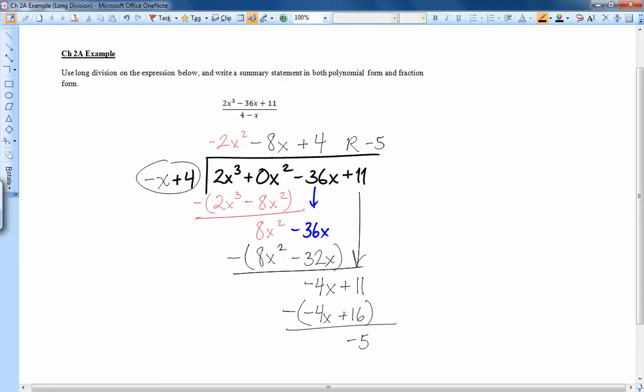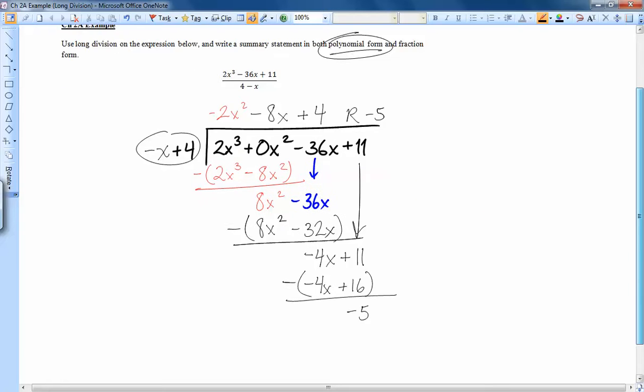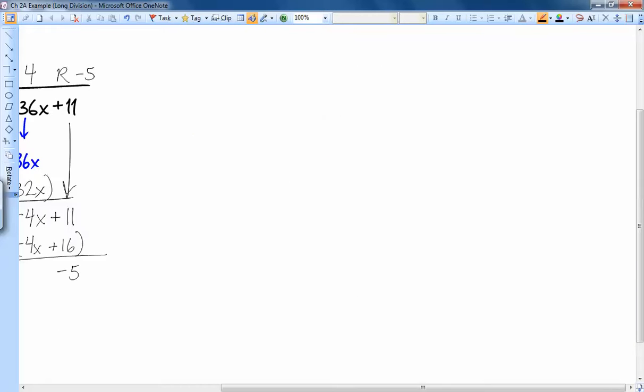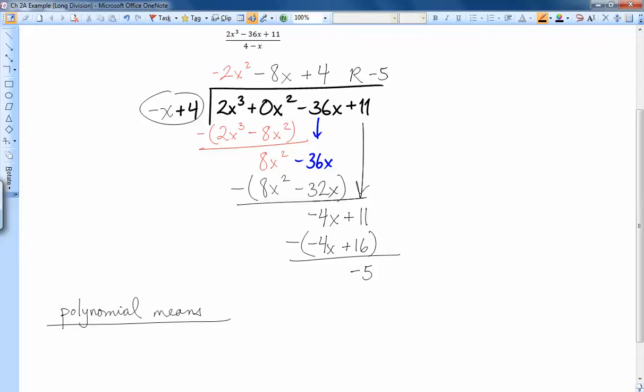So in the problem it says write the statement in polynomial form, and then separately we'll do fraction form. So polynomial form means to take our original, which was 2x cubed minus 36x plus 11, and write that as a product of a couple of things.